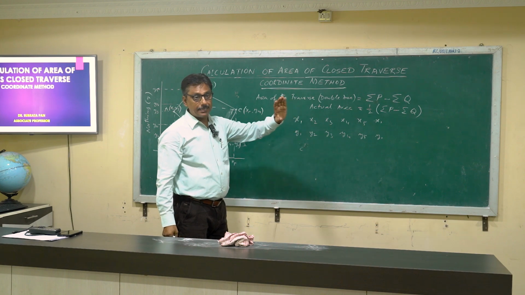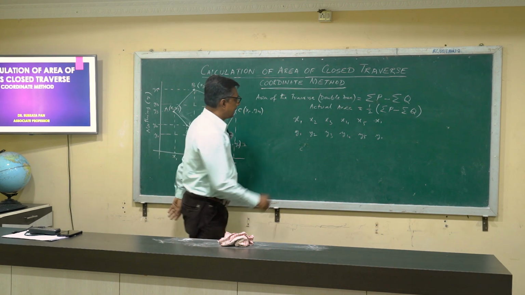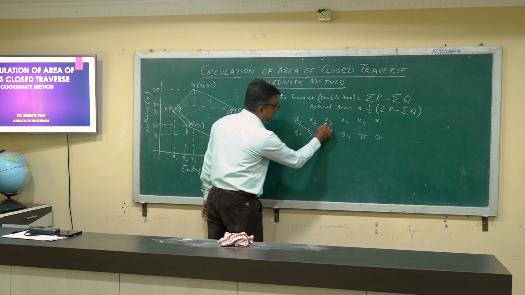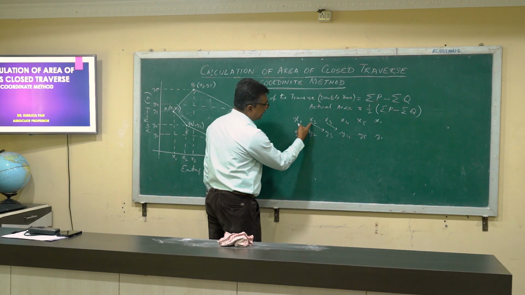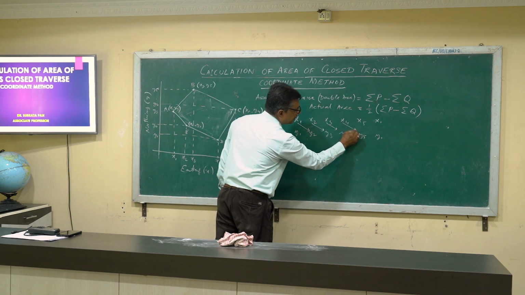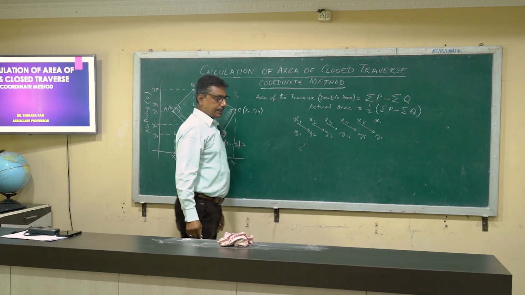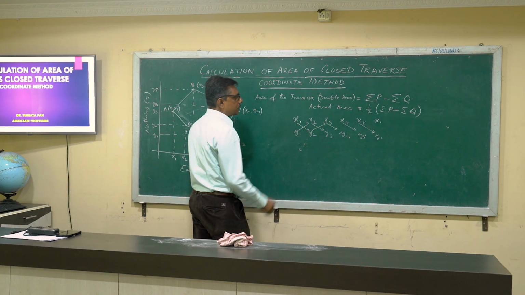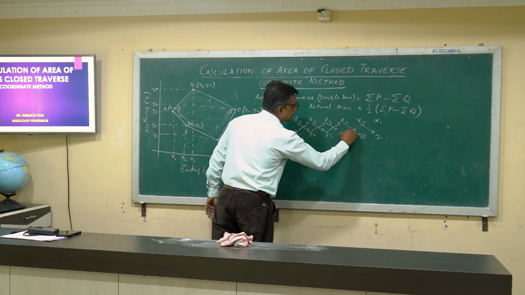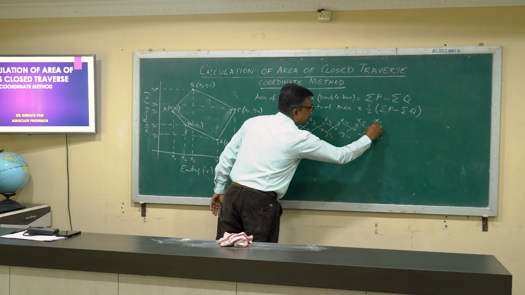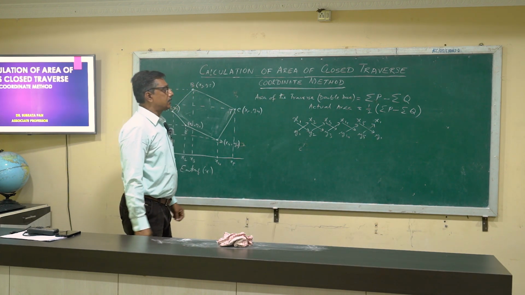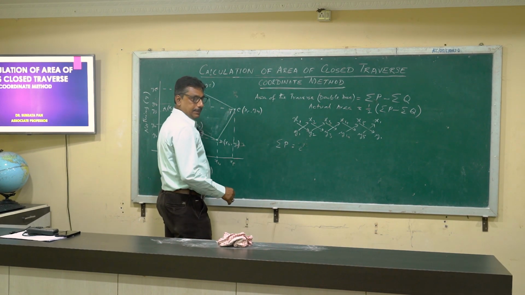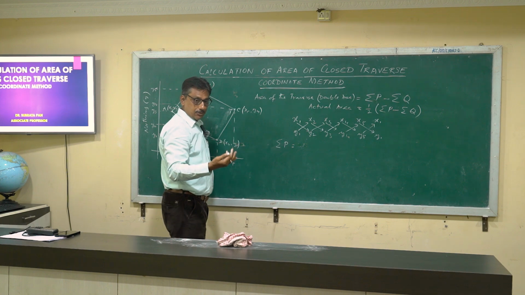Beginning and the end stations are similar. And now you want to cross multiply like x1 y2, x2 y3, x3 y4, x4 y5 and x5 y1, like this. And then y1 x2, y2 x3, y3 x4, y4 x5 and finally y5 x1. So here lies summation p. Now you can clearly understand what summation p actually is.